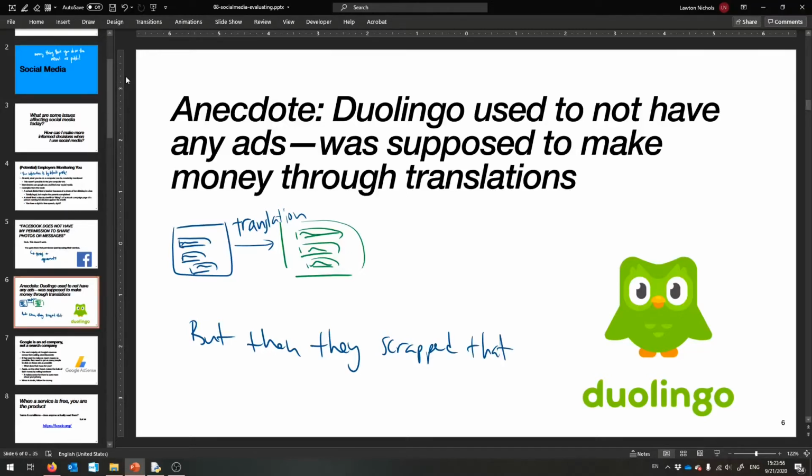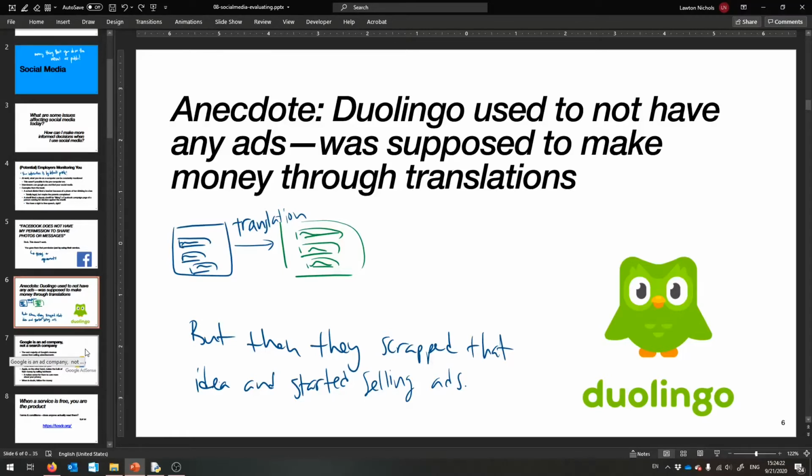But then they scrapped that idea and started selling ads. Which, if you watch the videos of the CEO back in the day saying that this would never happen, it's very ironic. So that's unfortunate, but a fact of life. I still use Duolingo. Maybe you do too.